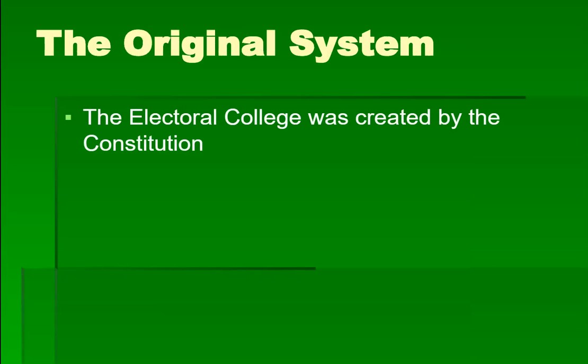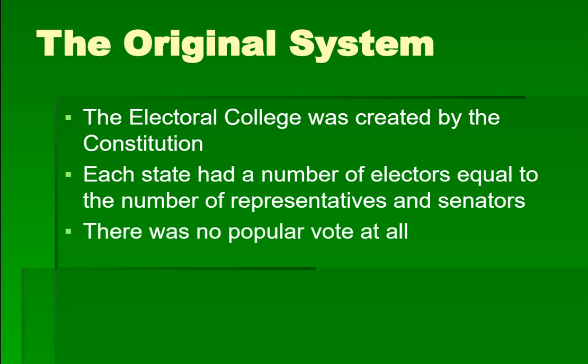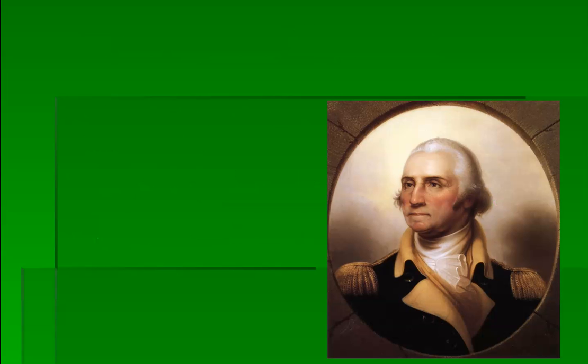Now, the original system of the Electoral College was created by the Constitution. Each state had a number of electors in the Electoral College equal to their number of representatives and senators. So the minimum number of electoral votes a state could have was 3, because every state has 2 senators, and every state has at least 1 representative in the House. There was no popular vote at all in the original system. Everything was done by the states. The state chose who their electors would be in the Electoral College.